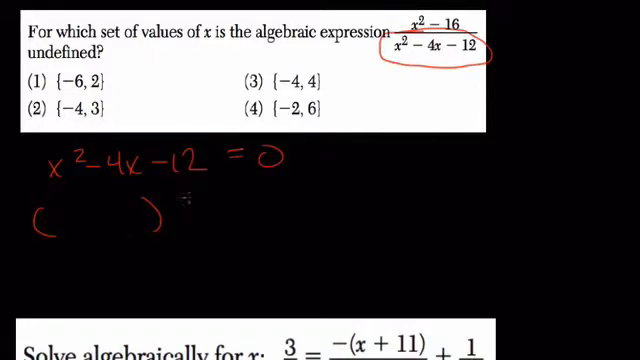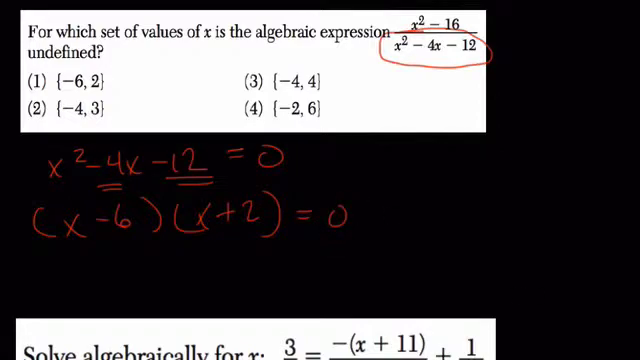Let's factor it. Put our x's in here. Now we're trying to find factors of negative 12 that add to negative 4. I know that 6 times 2 is 12. That's perfect. Negative 6 times positive 2 is negative 12. Add them up, we get negative 4, and we're done. So now we can solve.